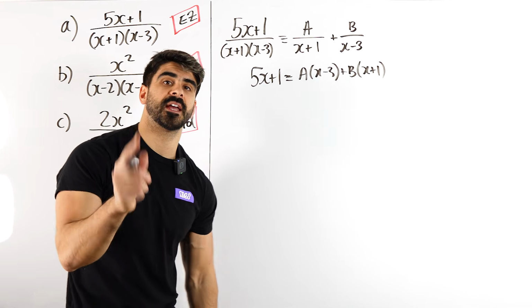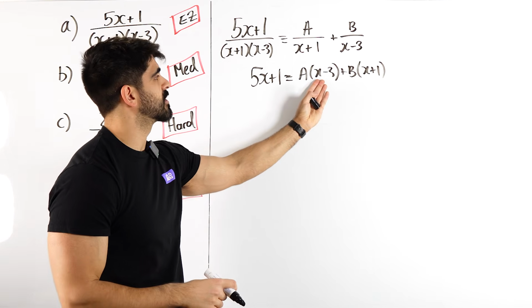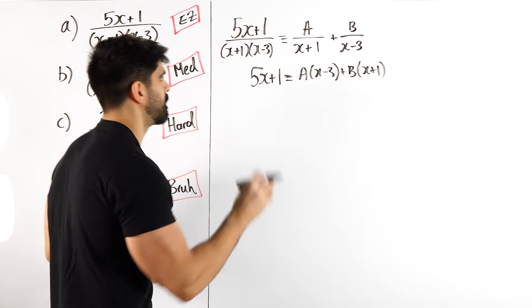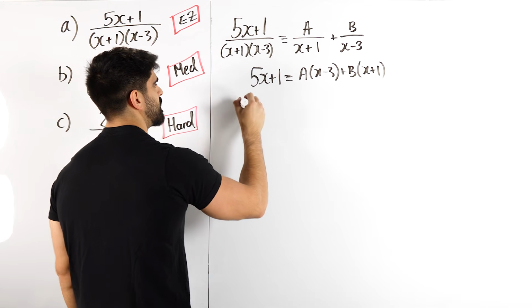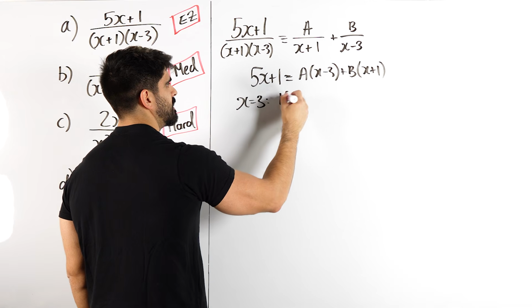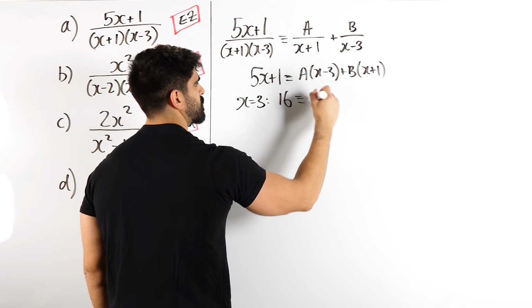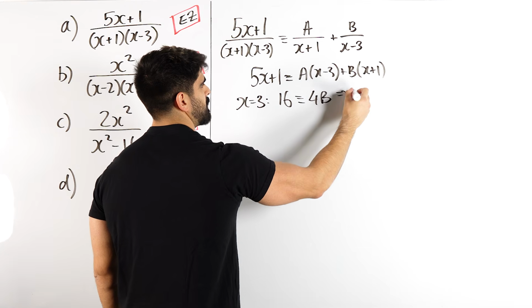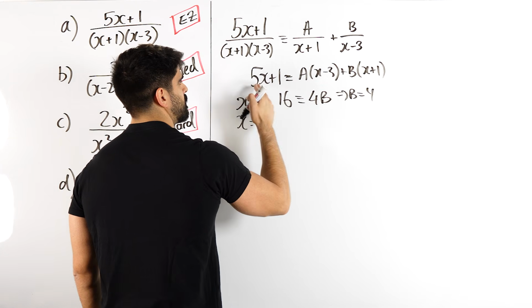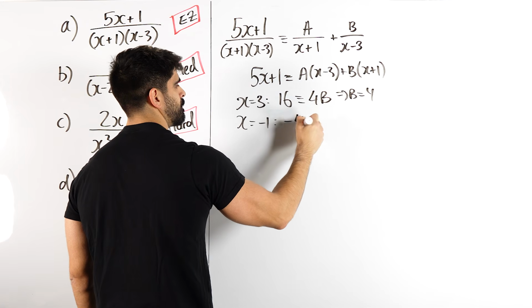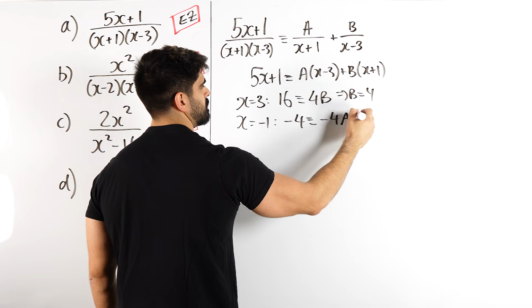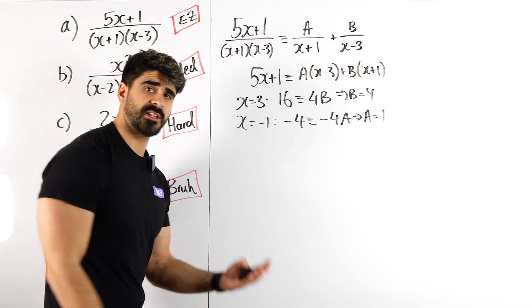Now remember, we can substitute any x value. All we do is sub in an x value that gets rid of either the A or the B. So let's start off with subbing in 3. Remember, any x value you sub in, both sides are always the same. When x is 3, you get 5 times 3 plus 1, which is 16. That disappears, 3 plus 1, 4B. So B is 4. Then we sub in x is minus 1 to get rid of this one. Minus 5 plus 1 is minus 4. Then we get minus 1 minus 3 is minus 4A. So A is 1. And there's your answer.